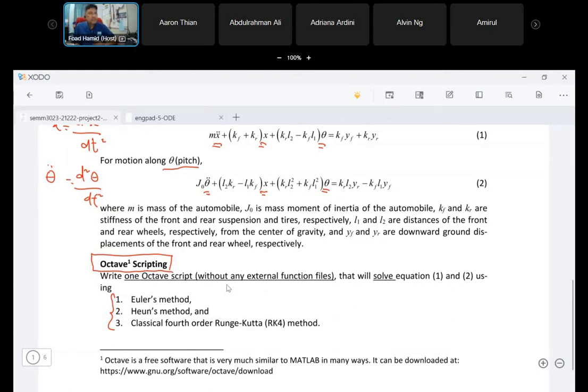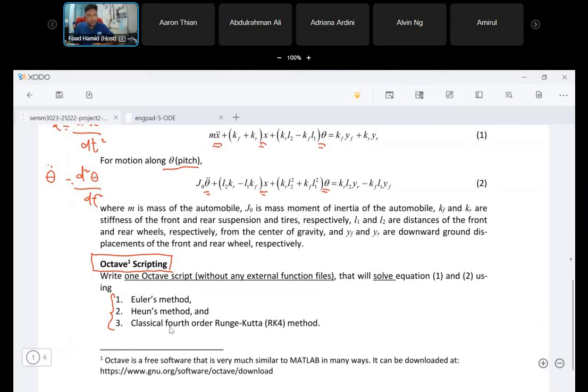The issue is, I just want one file. If you can do external function call, you can also do internal function call. Tak ada masalah. But I want you to have only one file for my convenience. It's not for your convenience. Saya dah terang kat sini only one Octave file. In project 1 I say an Octave file. An means one.